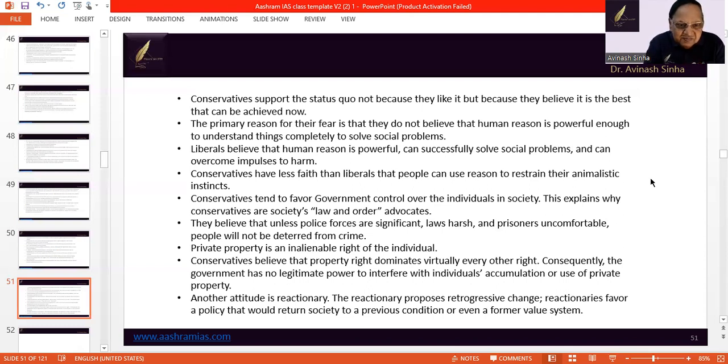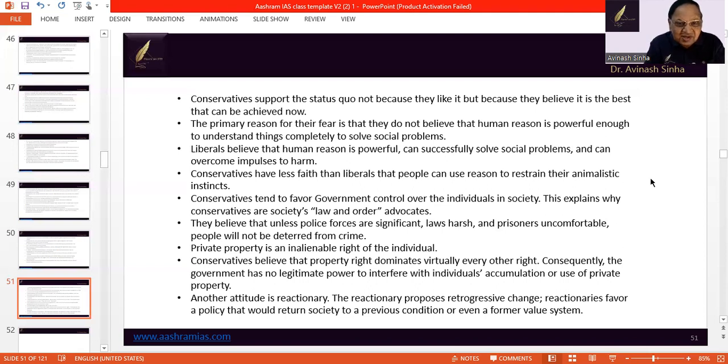Now, private property is an inalienable right of the individual. Conservatives believe that property right dominates virtually every other right. Consequently, the government has no legitimate power to interfere with individuals' accumulation or use of private property. This is what conservatives believe in.